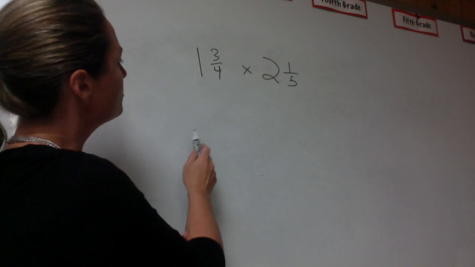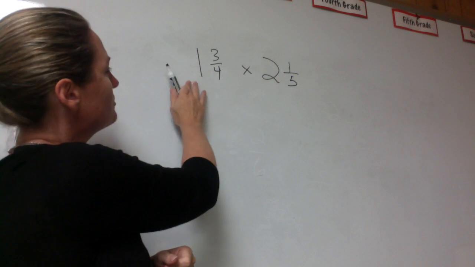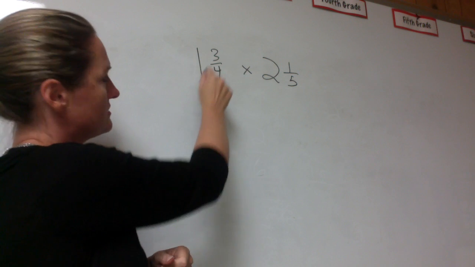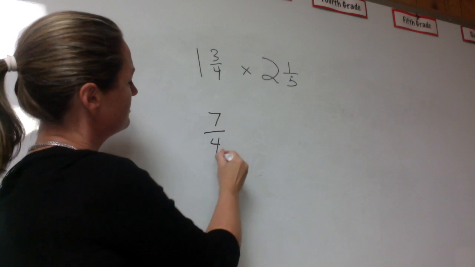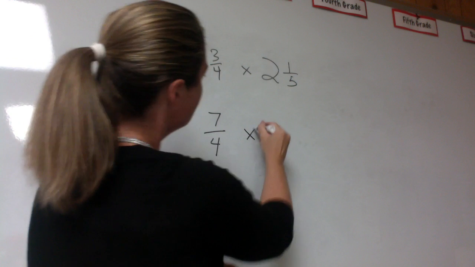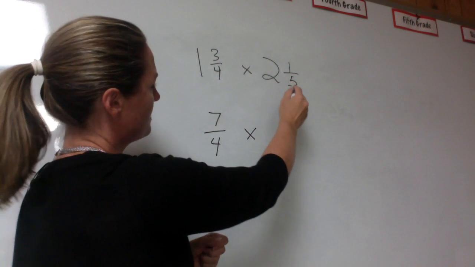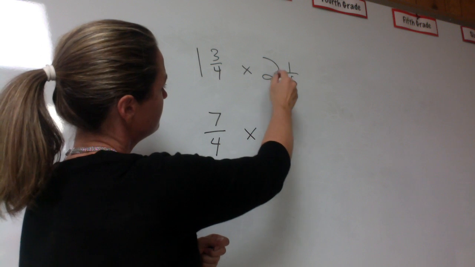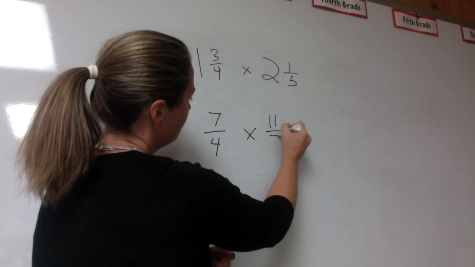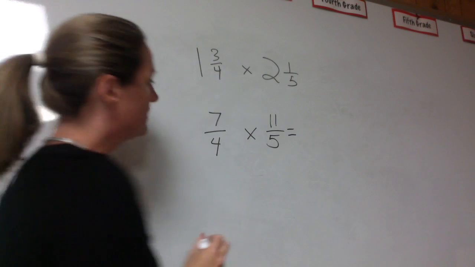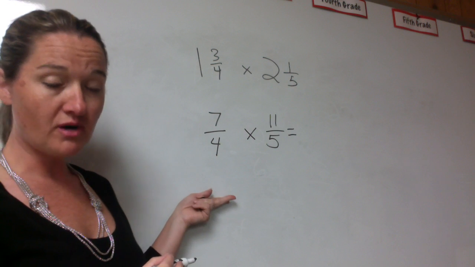Remember, there's 4 pieces in each whole. Well, we've got one whole, so we know that's 4 pieces plus the 3. So 1 3/4 is 7 over 4 times 2 1/5. Okay, so we've got to turn that into an improper fraction. That's 2 times 5, 10, 11 over 5. All right. Okay, so now we've rewritten the problem, turning the mixed numbers into improper fractions.